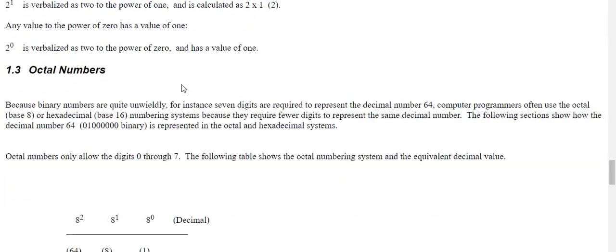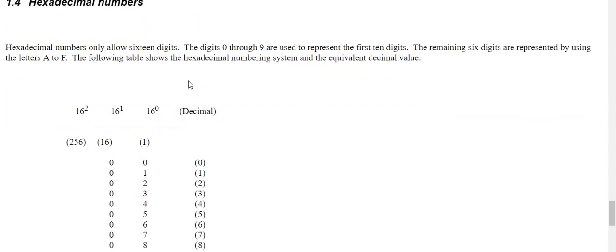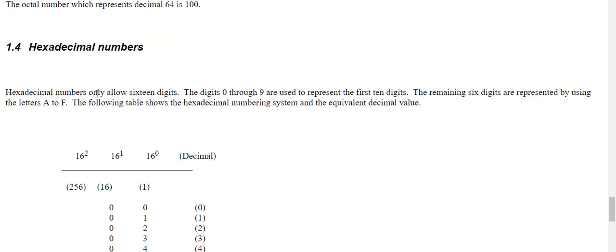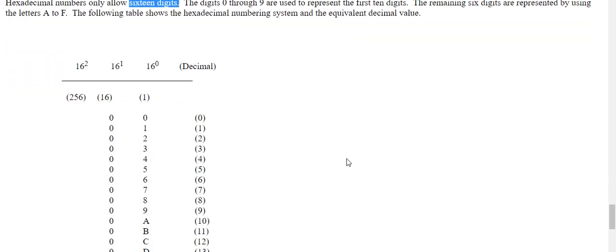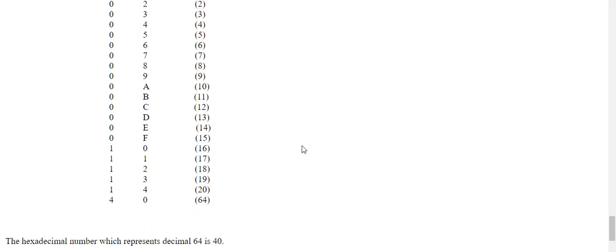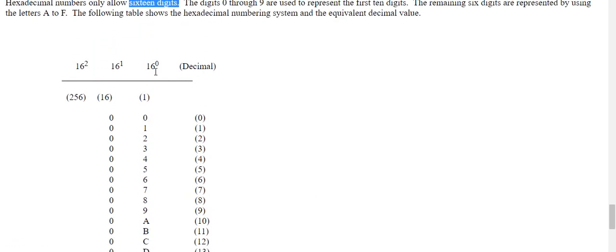Now I'm going to skip over octal numbers and go on to hexadecimal numbers. It works exactly the same way. Hexa means 6, deci means 10, hexadecimal means 16. So we've got 16 digits. And so here we've got the hexadecimal digits.